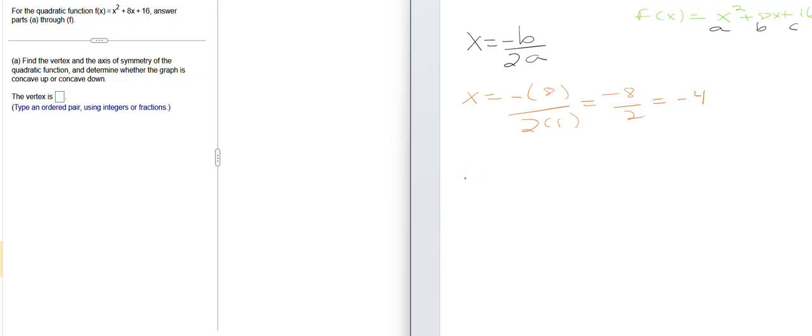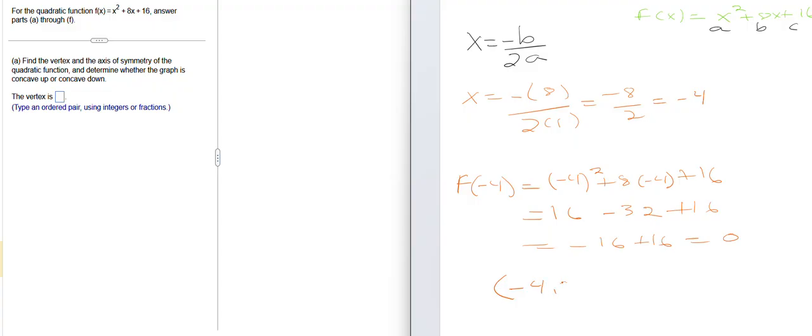Right now I need to find the y. So that is by substituting the value of x into the given function. So when x is negative 4, what is the y? I have negative 16 minus 32 plus 16. Negative 16 plus 16 equals 0. My vertex is a point, so negative 4, comma, 0.